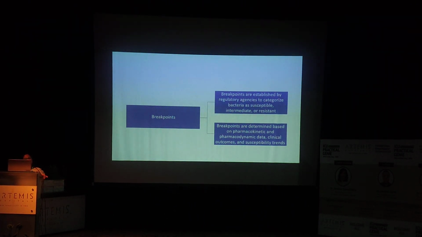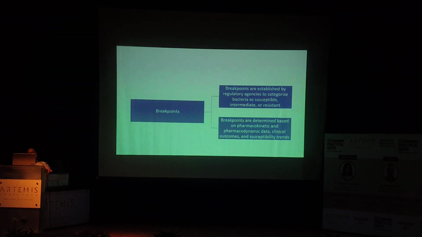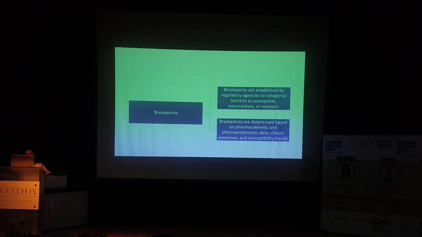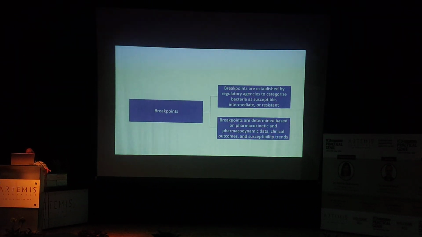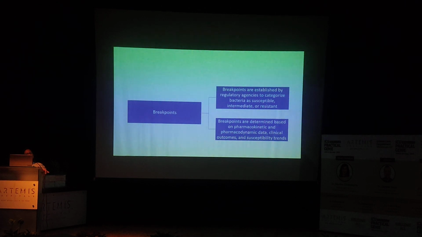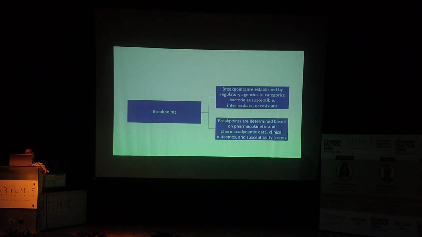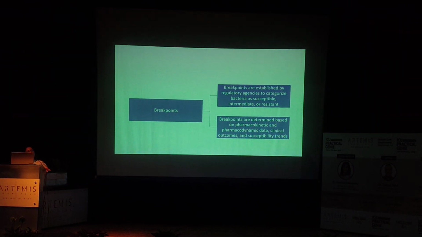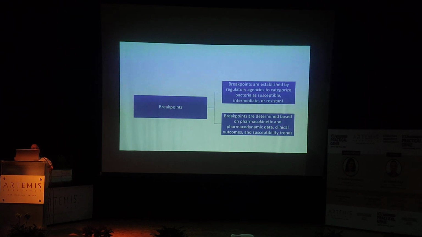And breakpoint is the particular point below which, if the MIC lies, that means that bacteria is susceptible to that antibiotic, and if the MIC lies above it, that means it is resistant. Intermediate is the word used because if we increase the concentration or the time of exposure of a particular antibiotic for some organism and it gets killed, then it is called intermediate.